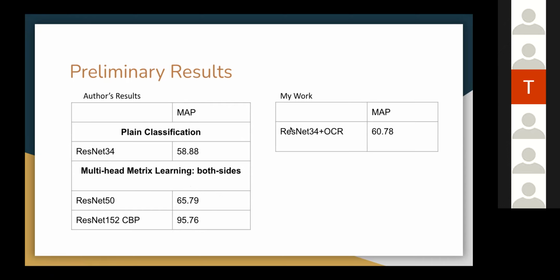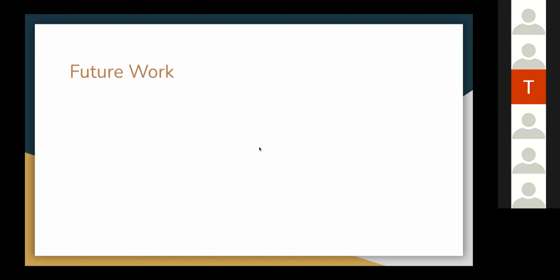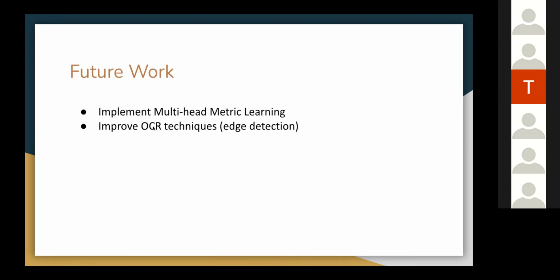So obviously implementing the different metrics into my work would greatly improve it. But for the moment, I have a little bit of improvement over the baseline models. So for future works, obviously implementing the metric learning, that will help the encoding vectors.